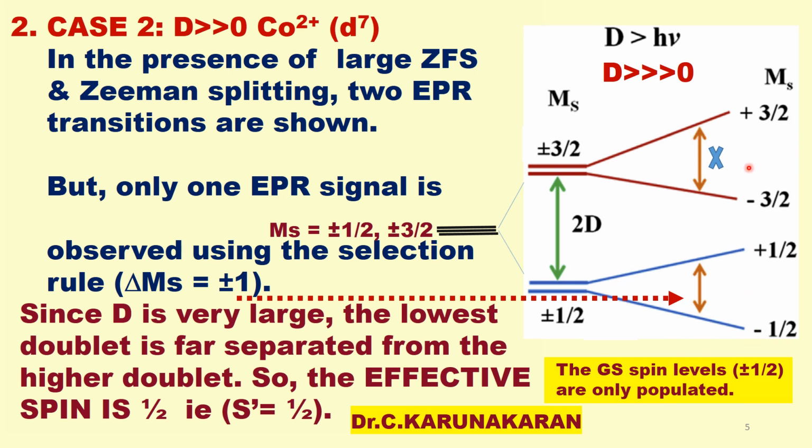The transition between minus 3 by 2 and plus 3 by 2 is a forbidden transition, because the change is 6 by 2, which means 3. According to the EPR selection rule, this is a forbidden transition. Only the ground state spin levels are populated. Therefore, only one EPR signal is observed.